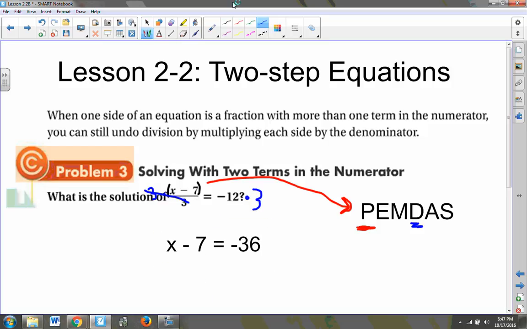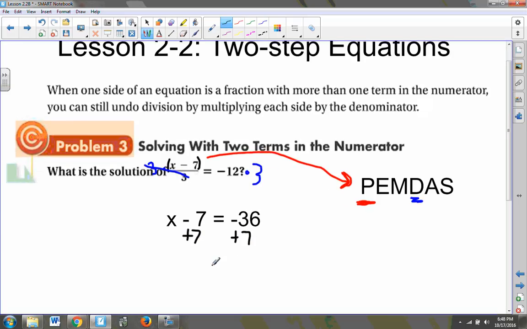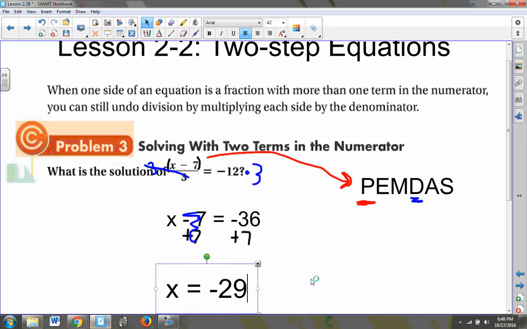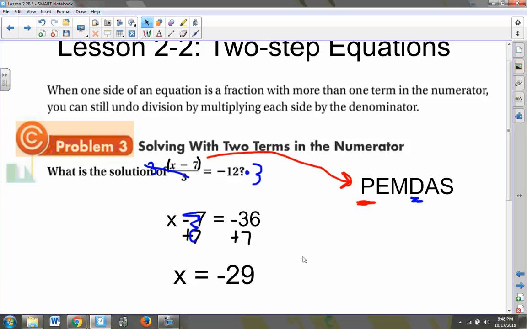Okay, and now I'm just doing one thing to that x variable. All I'm doing is minusing 7, so I will undo the minus 7 by adding 7. But the reason I'm doing this second, again, is because that was in parentheses on the top of that fraction. So when I add 7, obviously I cancel out the minus 7 over here, and all I'm left with is x. The other side now says negative 36 plus 7, which gets me up to negative 29, I believe. So in this case, my x value is negative 29.